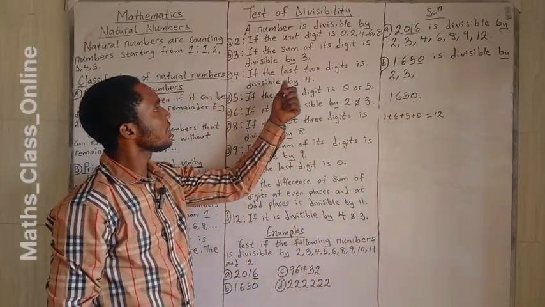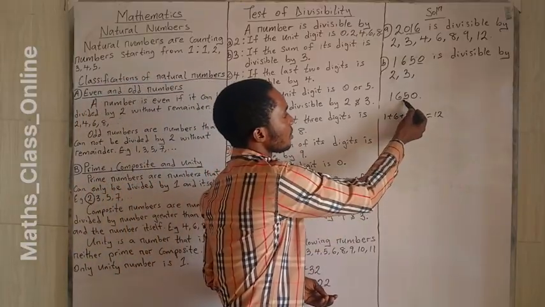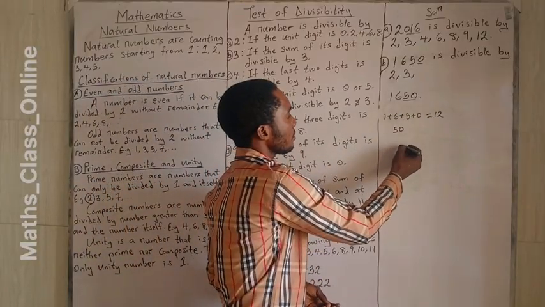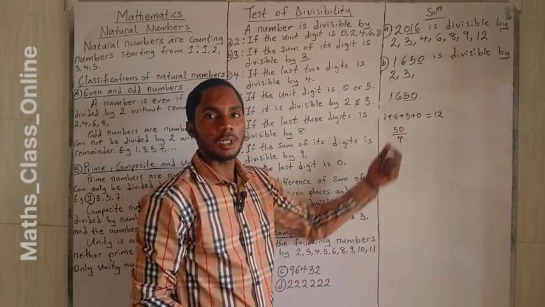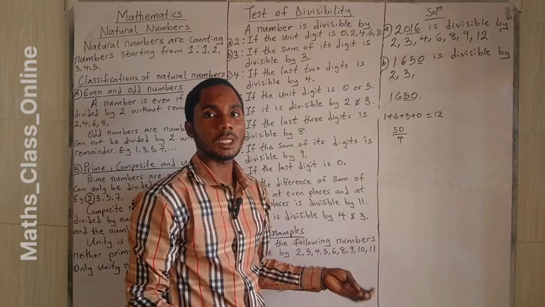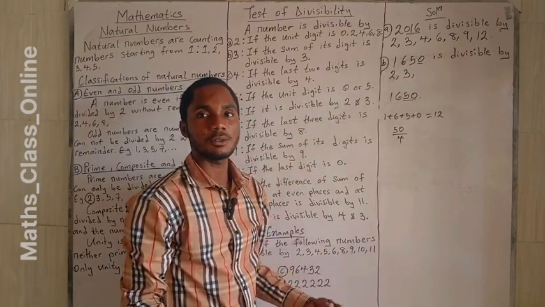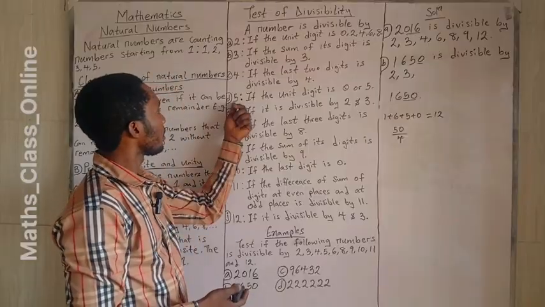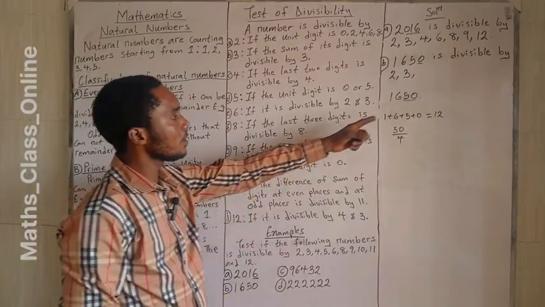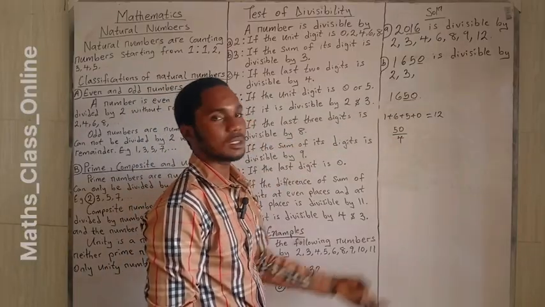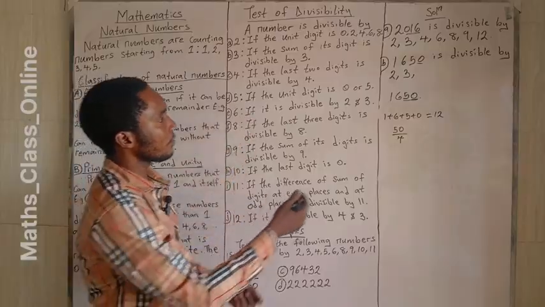By 4. If the last 2 digits are divisible by 4, the last 2 digits here are what? 50. Can 4 divide 50? No, 4 cannot divide 50 without any remainder. That means this number 1650 is not divisible by 4. By 5. If the unit digit is 0 or 5, the unit digit of 1650 is 0. That means it is divisible by 5.